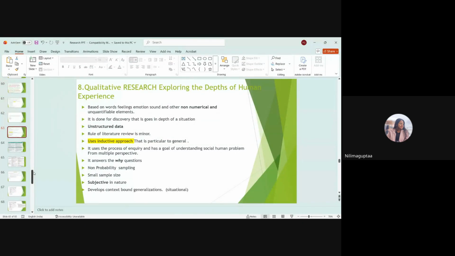It has certain types also. The sample size will be very, very small. It will be subjective because we are dealing with human emotions, behaviors, pleasure, happiness, pain. Subjectiveness will come because when we go from person to person and understand things in detail, we also know that if XYZ person has committed a crime, it might have certain reasons. So it is very subjective, and it develops context-bound generalization. Whatever generalization comes is situational, not universal. It cannot be applied everywhere. In a certain situation, if it is repeated, it might give you the same result, but not necessarily in all situations.